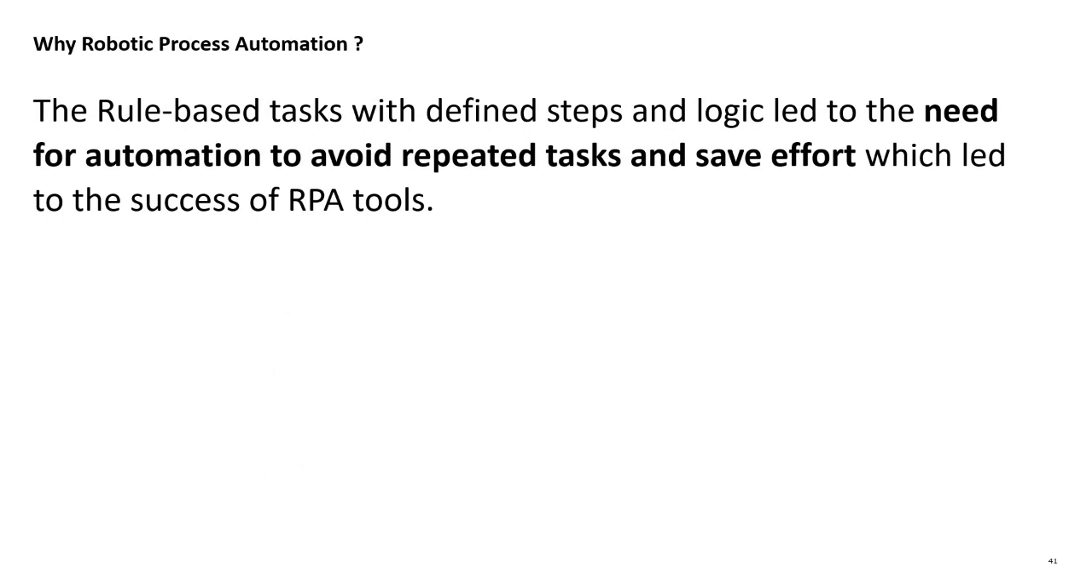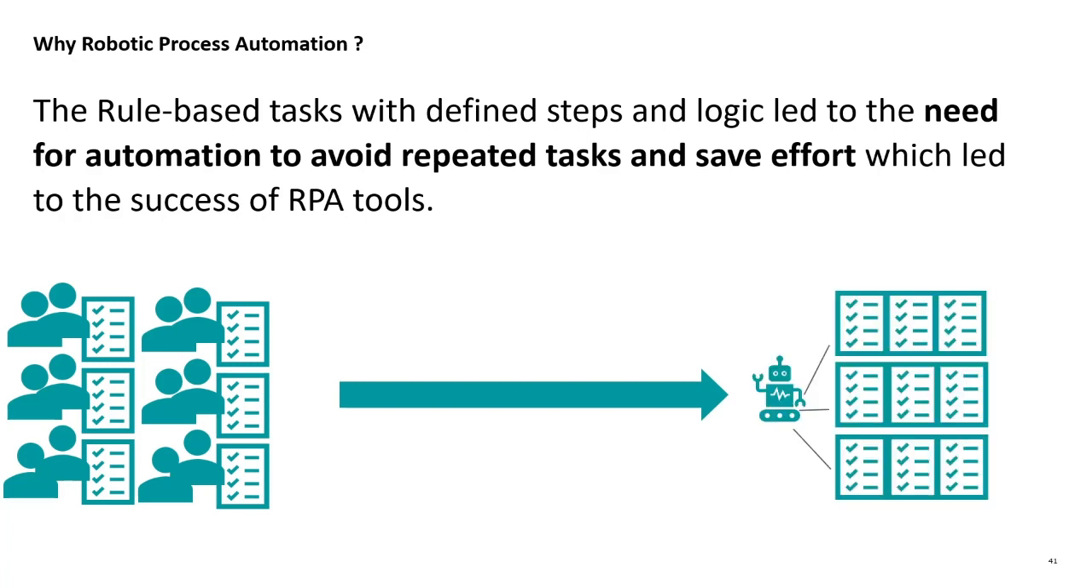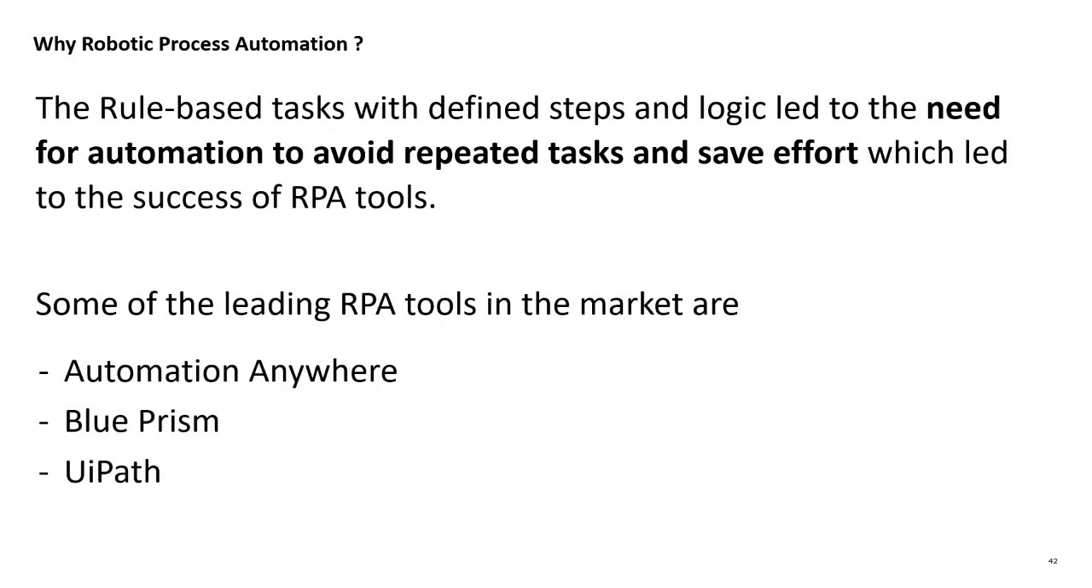The rule-based tasks, which were using a lot of human effort in the organization, led to the development of software programs to automate these kinds of tasks for an organization, which we call robotic process automation, that is RPA. Now, there are many RPA tools available in the market, out of which if we name a few, we have Automation Anywhere, Blue Prism and UiPath.